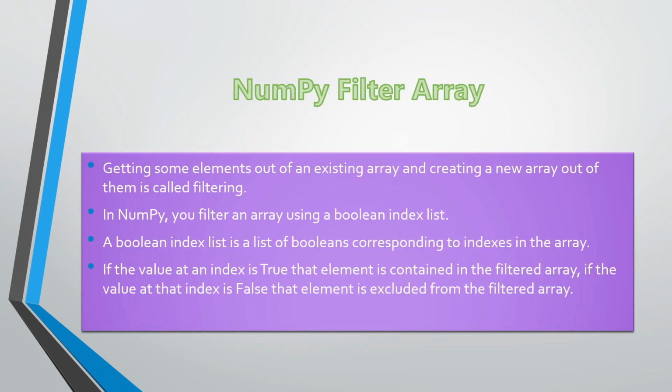Okay, so numpy filter array. Now we're talking about a filtered array. Getting some elements out of an existing array and creating a new array out of them is called filtering. You can do filtering using boolean indexing. You can use integer indexing, no issue, but by giving an index, you filter the particular elements from that array and build a totally new array.